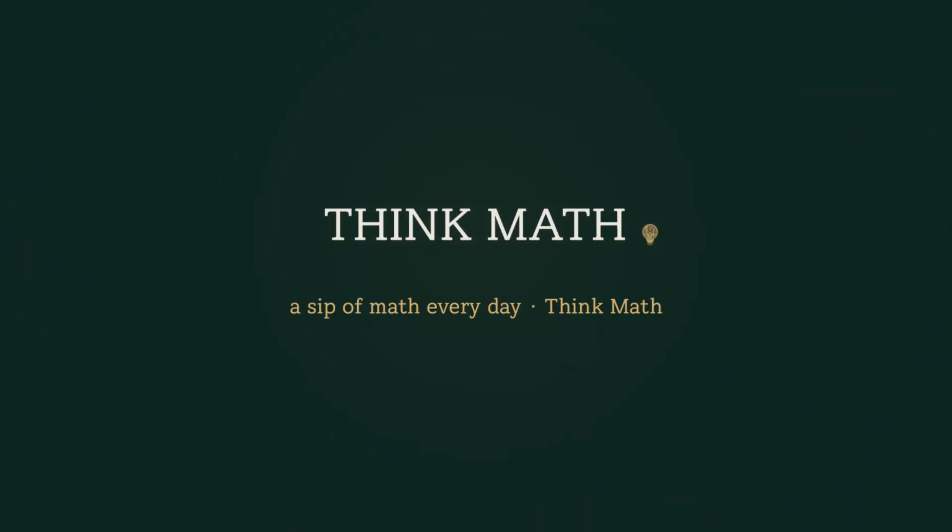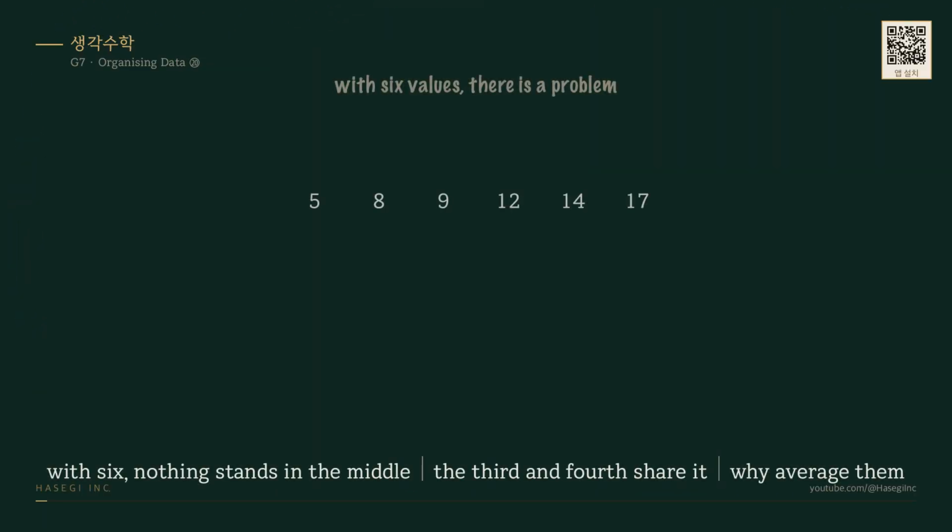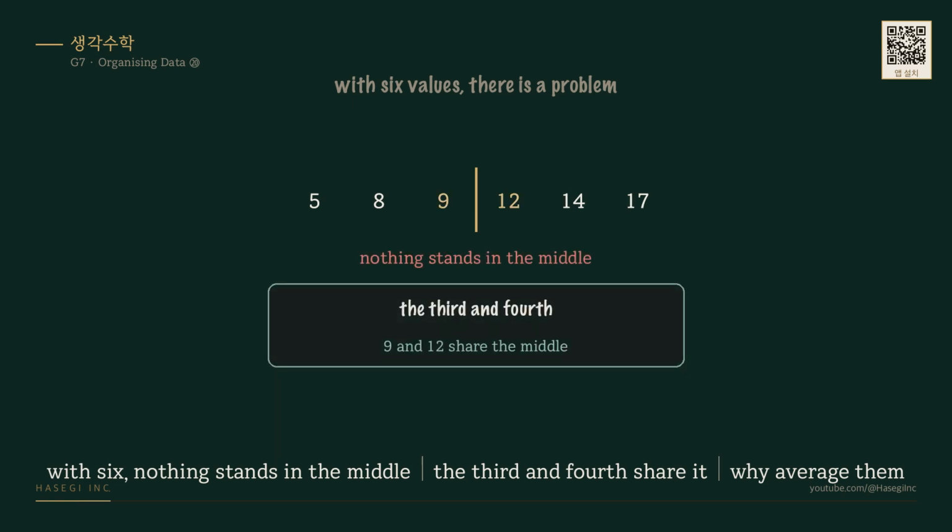Think math. 6 values cause trouble. Put them in order and no single value stands exactly in the middle. The third and the fourth share that middle between them. The textbook says to average those two. Why the average? Why not simply take the third?